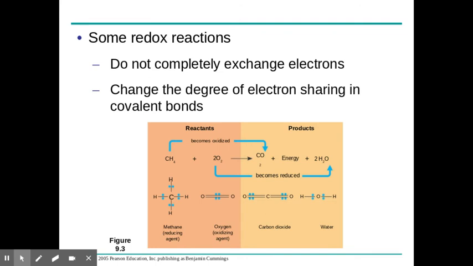So some redox reactions do not completely exchange electrons, and they can change the degree of electron sharing in the covalent bond. That kind of shows this. Here we have methane and oxygen, and then this carbon would be oxidized, and this oxygen would be reduced in water. Just showing you that. Again, redox, just remember OIL RIG. Reduction is gain, oxidation is loss, and that's just talking about the electrons.